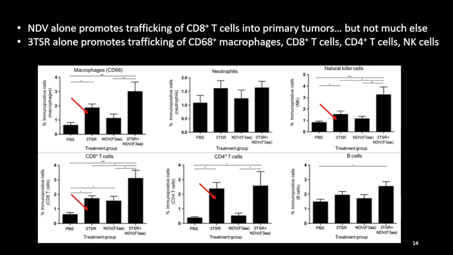Here, highlighted here, we look at the immune cell infiltrates after 3-TSR treatment, where they suggest that 3-TSR treatment increased trafficking of several subsets of immune cells, like your NK and macrophages, as well as your CD4 and CD8 positive T cells.